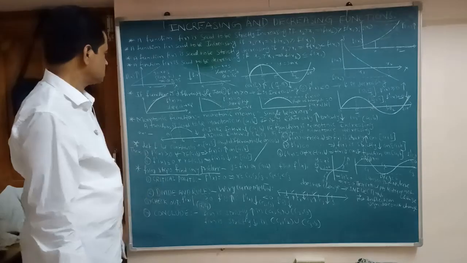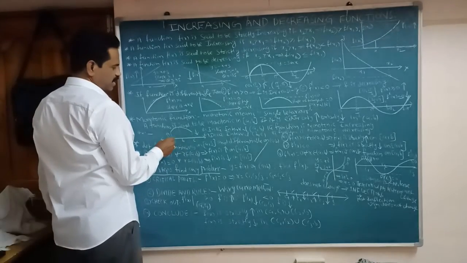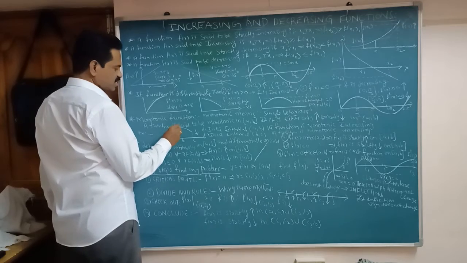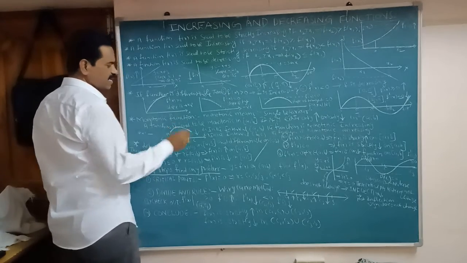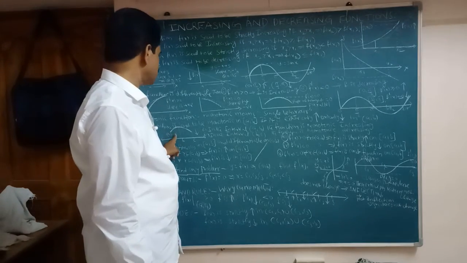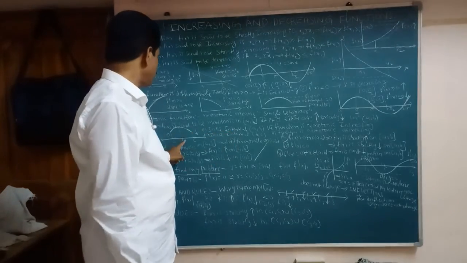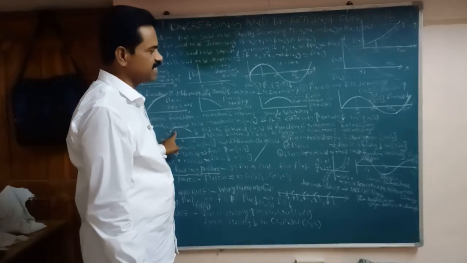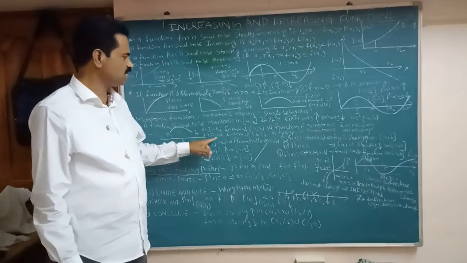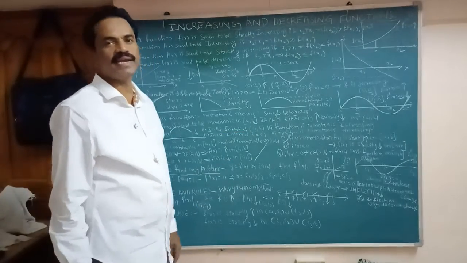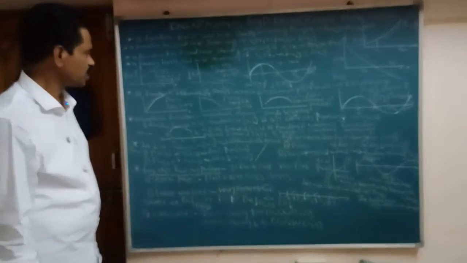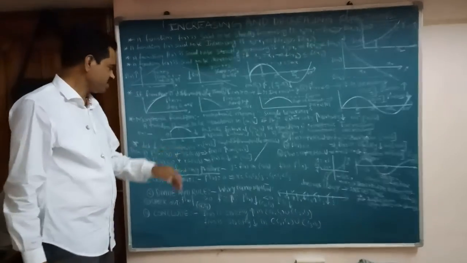For example, suppose you take this curve with points A, B, C. From A to B the curve is increasing, and from B to C the curve is decreasing. In the interval a comma b, the function is monotonic increasing. In b to c the function is monotonic decreasing.